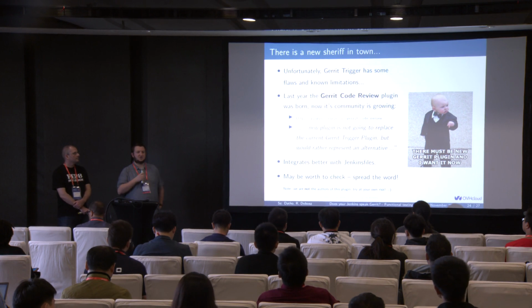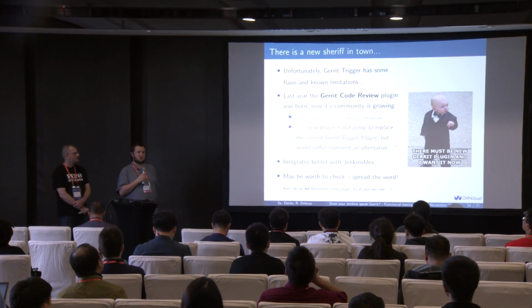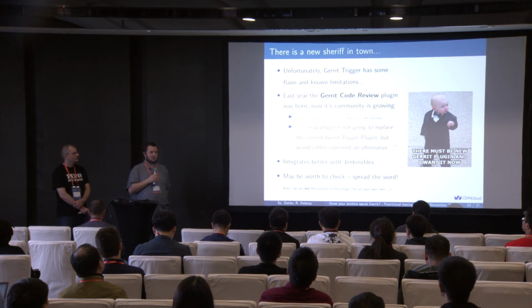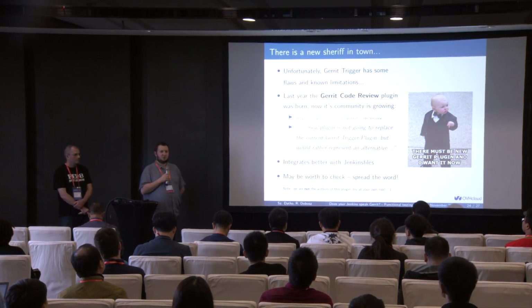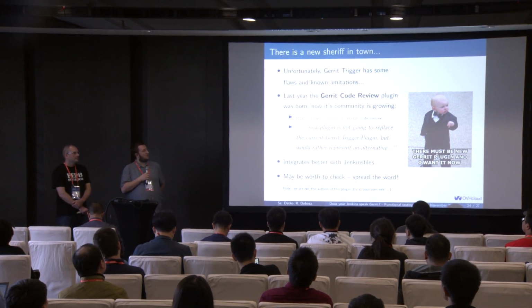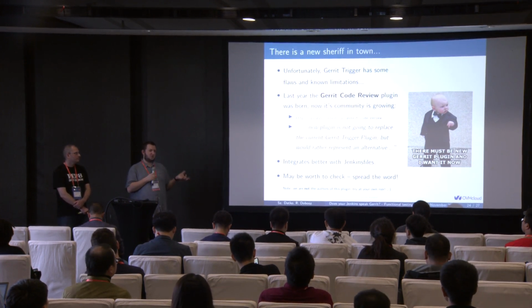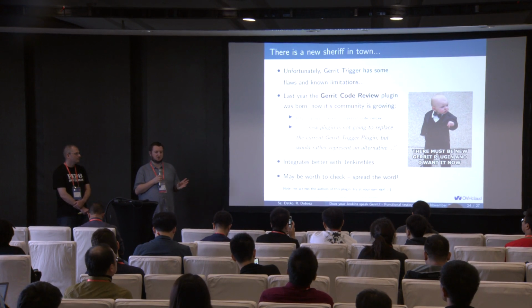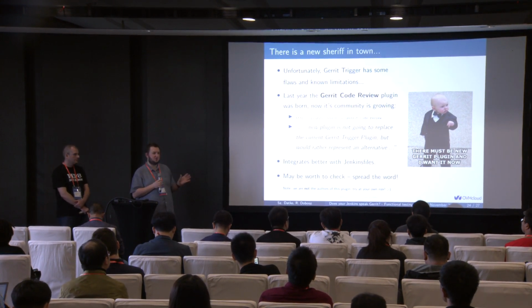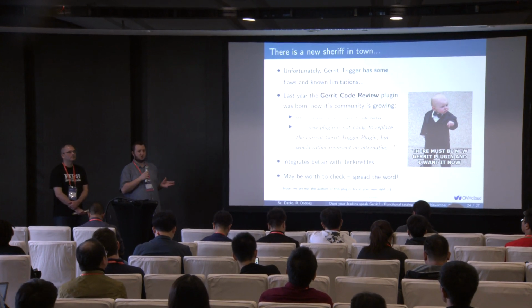So that's why last year, some guy started a project called Gerrit Code Review plugin in Jenkins. So far, it's not as popular as Gerrit-Trigger. The proportion is like 1 to 10 in the best scenario. But as I said, it's promising. It's not stated as a full replacement for Gerrit-Trigger, but maybe for some simpler workflows, it will be sufficient.